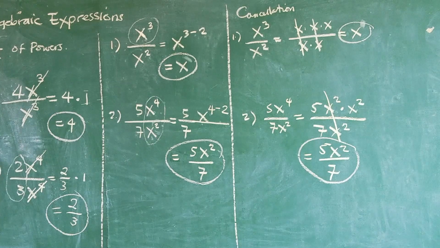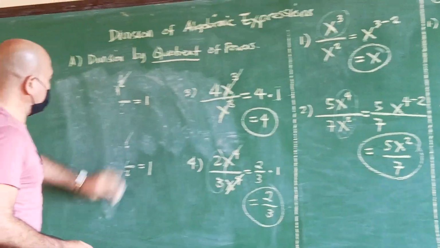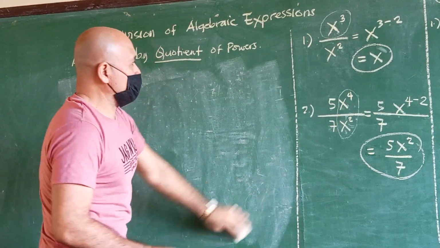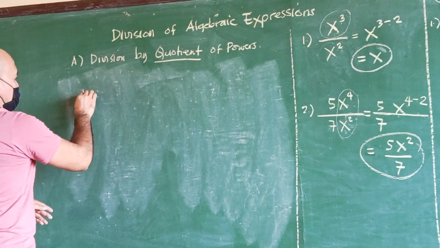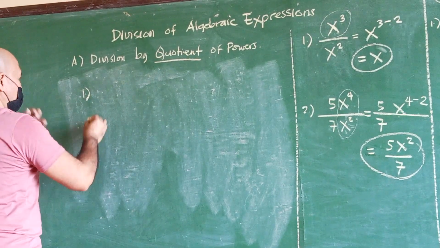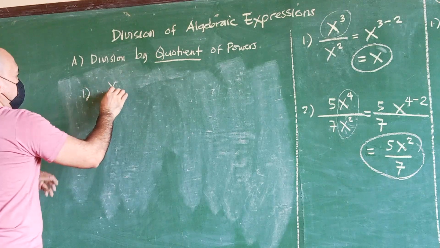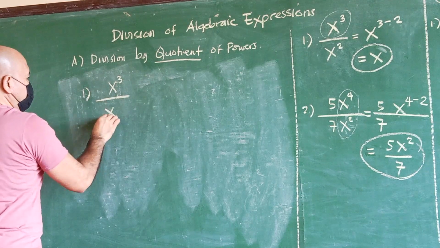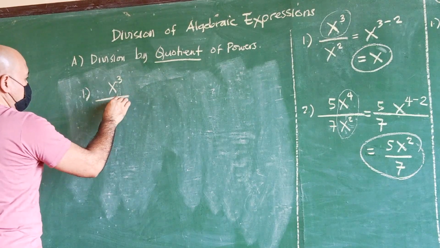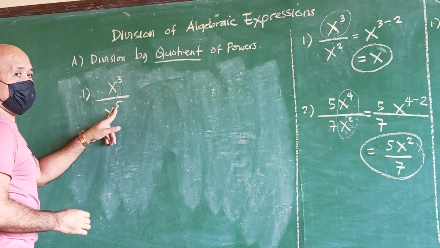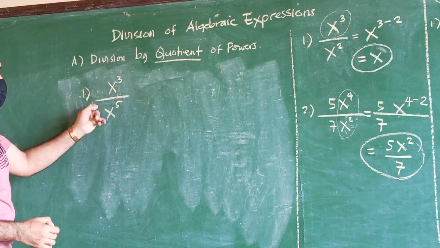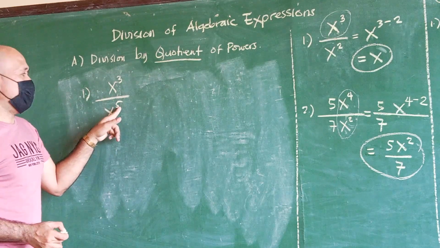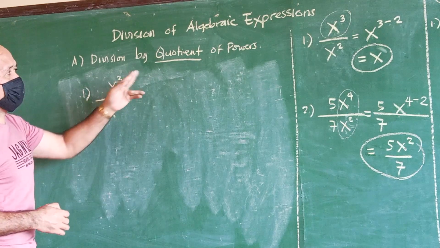The last scenario under the quotient of powers is when you are dividing the same variables, but the exponent in the denominator is bigger than the exponent of the numerator. For example, x cubed divided by x raised to the power of 5. So this is the third scenario under the quotient of powers.